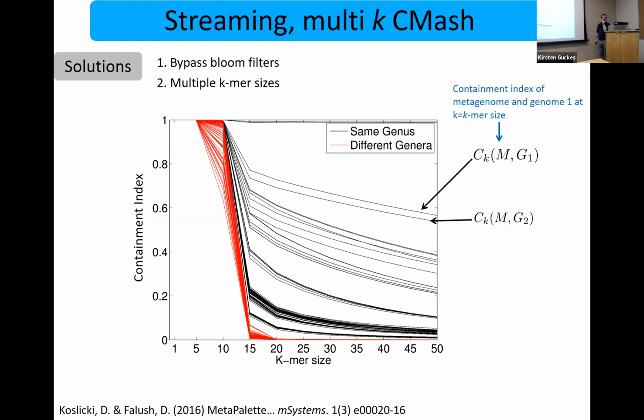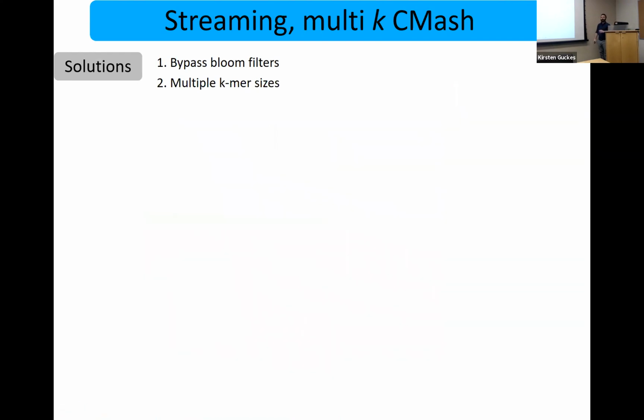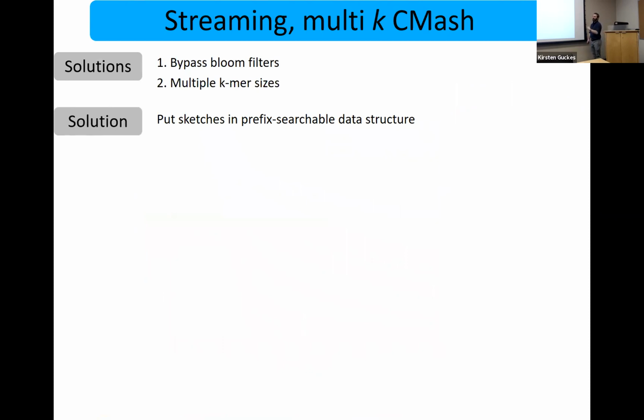I want to compute this. I don't want to have to, at each individual K, be creating some big old data structure to be able to do this. So how can we do that? A little bit of technical details here. What we're going to do is put each one of the sketches, remember, which is the random sampling of the k-mers, into this data structure that allows me to look at prefixes real quick.